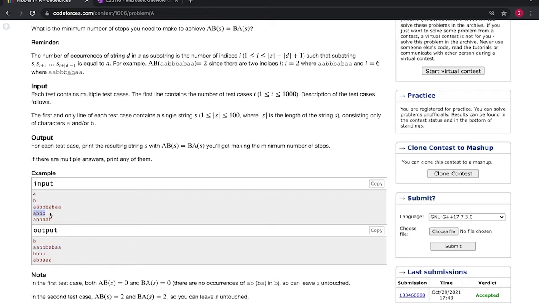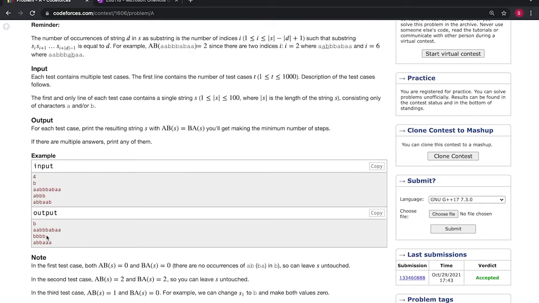In this case, the occurrence of AB is 1 and the occurrence of BA is 0. So we'll try to make them equal. In this way, in a single step, we can make them equal by changing A to B.